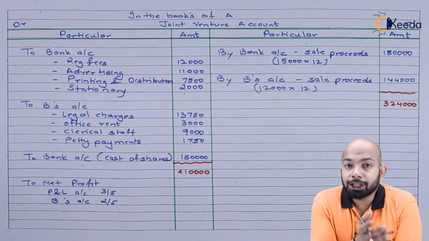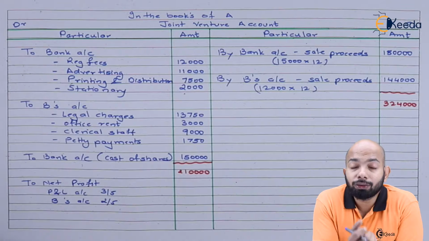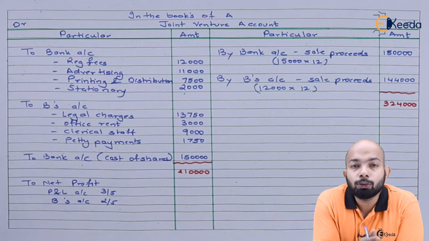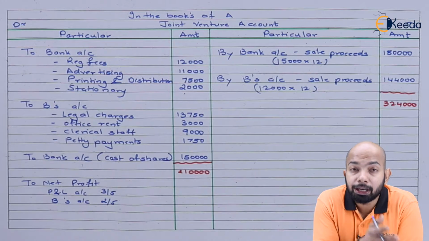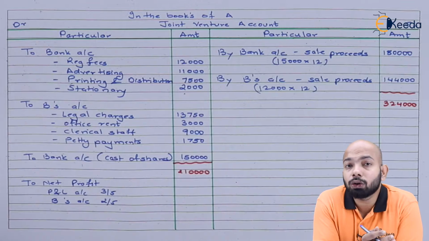So the entry that we have mentioned on the debit side is to net profit, under the category of P&L account, that means the share that is referred to A. Because in the books of A, when he records his own profit, he won't be mentioning his own name. He will be mentioning his profit and loss account with a share of his own. And the other share is going to be, in his book, the other co-venturer's name. So 3/5 and 2/5 is the share.